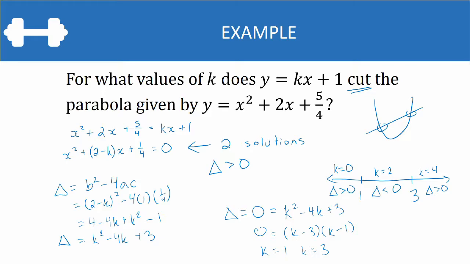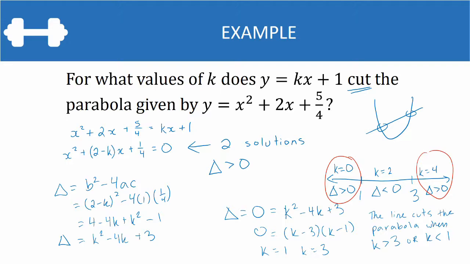So what I've done here is evaluate those values of k in the discriminant and discover that the 2 regions where it's positive are the ones that I've circled here. To write out my answer, I will say that the line cuts the parabola specifically for those 2 instances. So the 2 intervals are when we have k greater than 3, that's the interval on the right, or k less than 1, that's the interval I have written on the left. So those are the ranges of k that result in the line cutting the parabola.